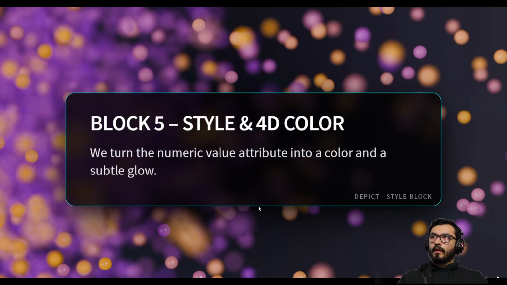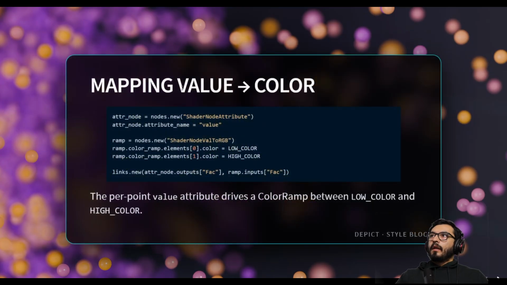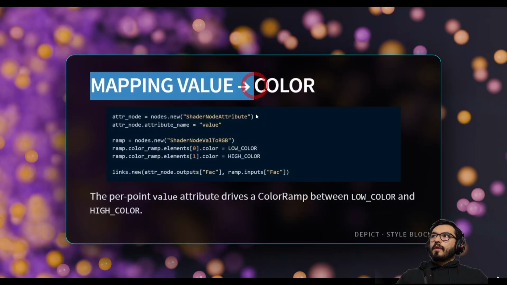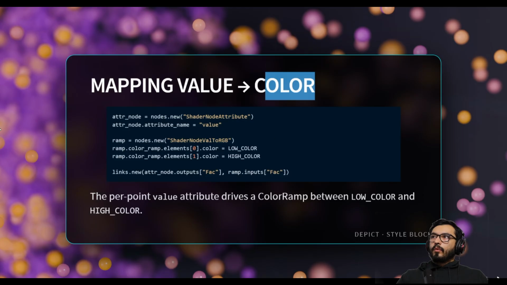Now the fifth block is the style and the colors, the style of the different materials, and the 4D color. So this fourth attribute that we are using is the color of these points. First, let's talk about mapping this value into the color. What we will do is just create the same nodes that we create in the shader editor. We will create them directly in the Python script.